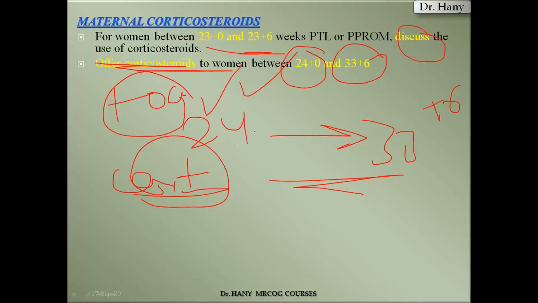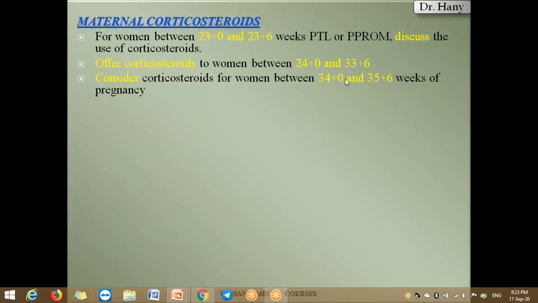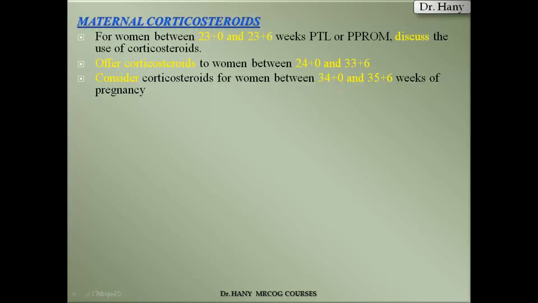So tocolysis, if no ruptured membranes or no bleeding, I will advise the patient to have tocolysis. Corticosteroid, if the gestational age is between 24 and 34 plus 6, I will offer corticosteroid. Less than this, I will discuss with the woman the benefit of corticosteroid. Even after 34 to 36, I can consider giving the woman, or better, offer. So think about corticosteroid for a woman between 34 and 36 weeks of gestation.